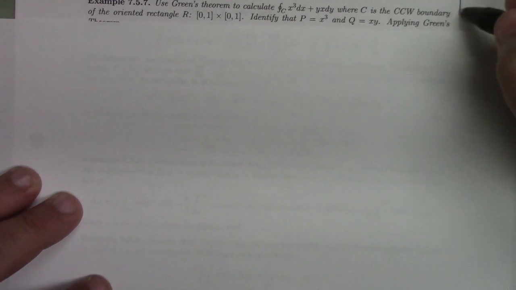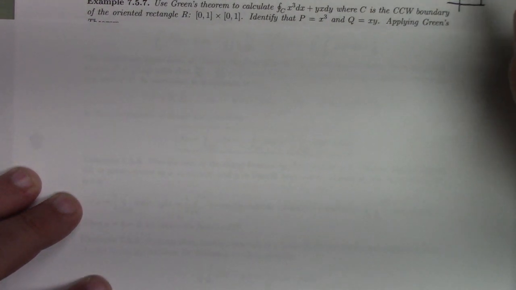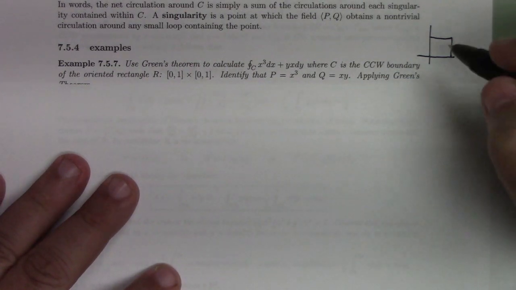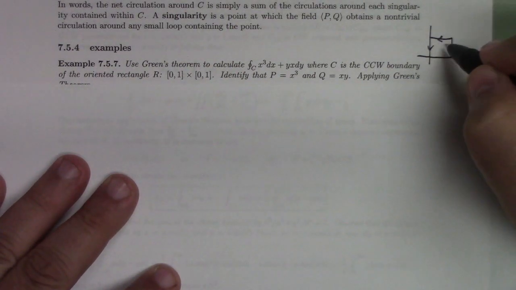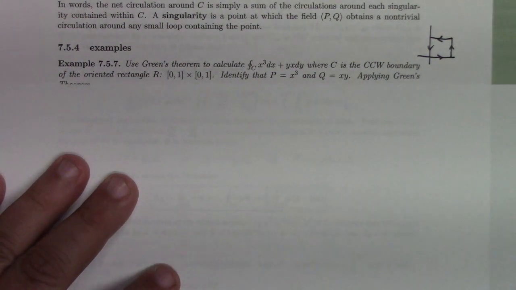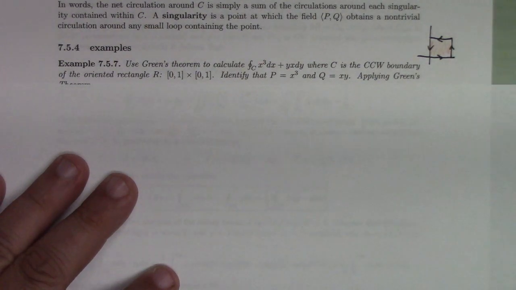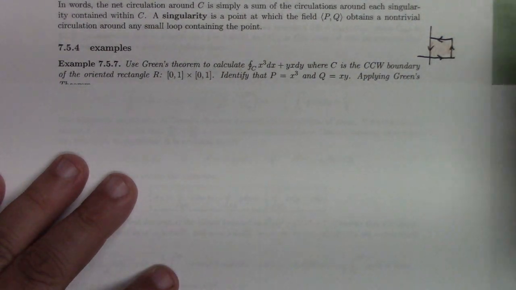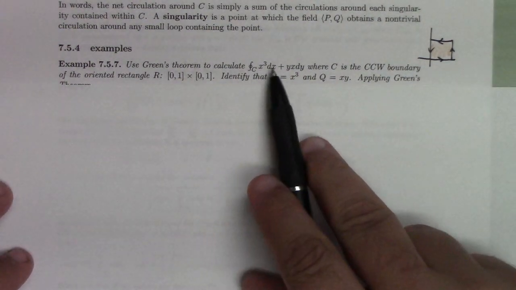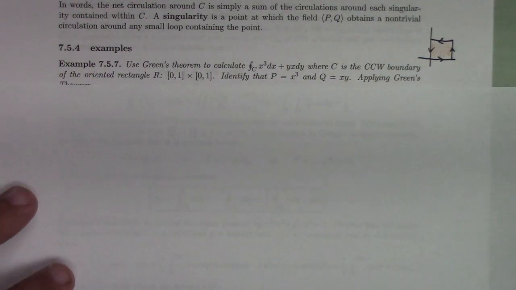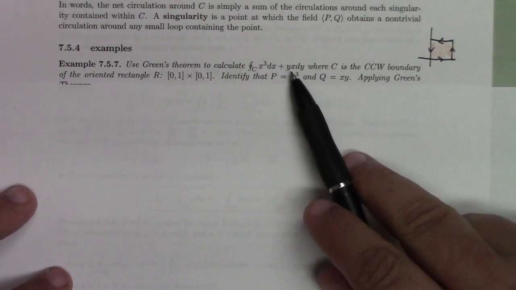Use Green's theorem to calculate the integral around the curve, where it's the counterclockwise boundary of the rectangle 0, 1, 0, 1. So that means that we're looking at this region, right? And counterclockwise, so it's like this, then like that, then like this, then like that. To do that integral directly, you'd have to parameterize those 4 separate line segments and calculate the line integral for each separately. That would be a pain. In this case, p is x cubed and q is xy.